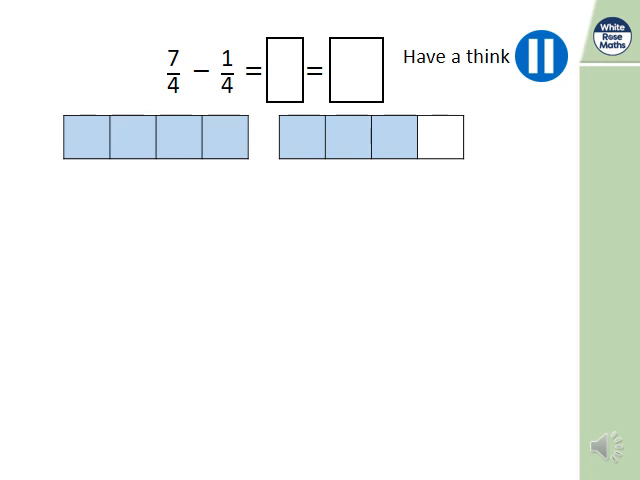Let's have a look and see how we did. Here we've got our 7 quarters. Here we've got 4 quarters and 3 quarters. Together we take away that 1 quarter, which leaves us with 6 quarters.